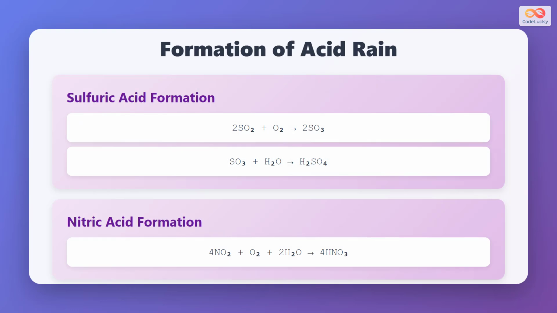Acid rain forms through specific chemical reactions in the atmosphere. Sulfuric acid formation occurs in two steps. First, sulfur dioxide reacts with oxygen to form sulfur trioxide. Then, sulfur trioxide combines with water vapor to produce sulfuric acid. Similarly, nitric acid forms when nitrogen dioxide reacts with oxygen and water vapor to produce nitric acid directly. These acids dissolve in cloud droplets and fall to Earth as acid rain. The sulfur dioxide and nitrogen oxides that cause acid rain primarily come from burning fossil fuels in power plants, factories, and vehicles.